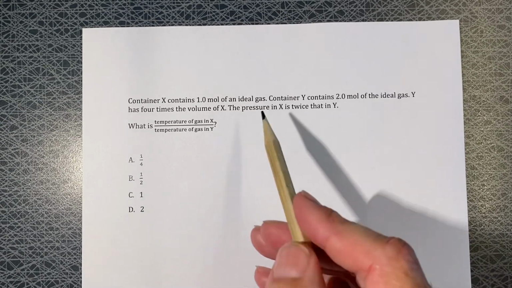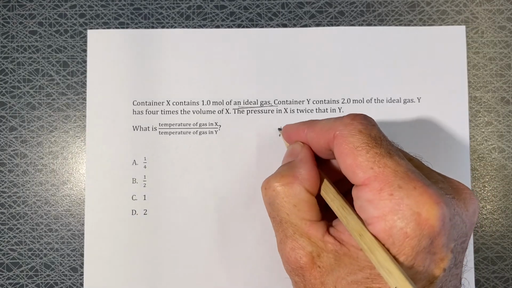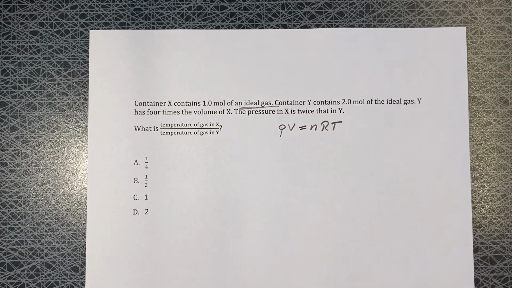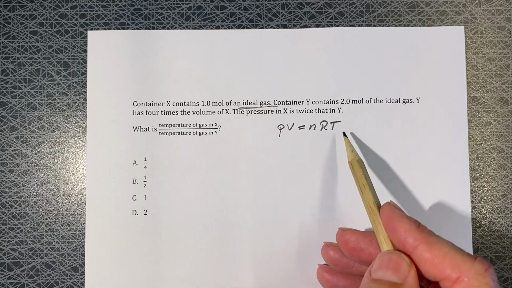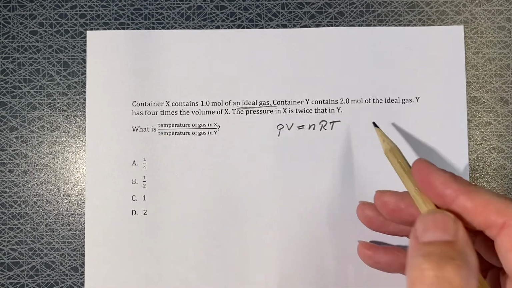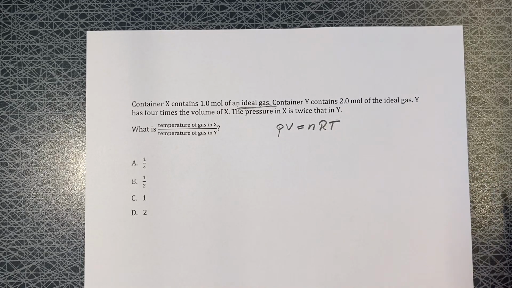Let me show you. Ideal gas. When you see it, you can start on your scrap paper, write down PV equals nRT. Most likely you will use it. But then they ask for temperature. So you need to solve for the temperature, for T. Can you do that?